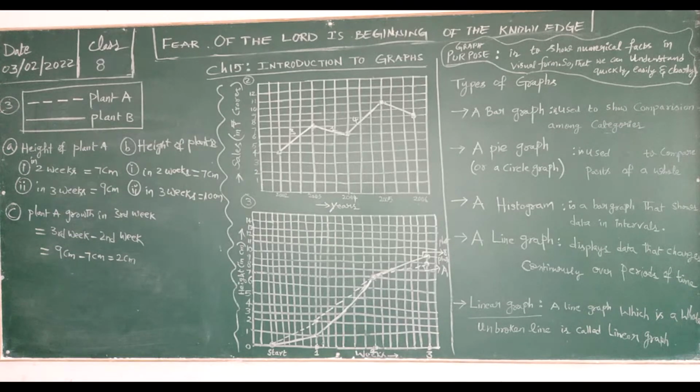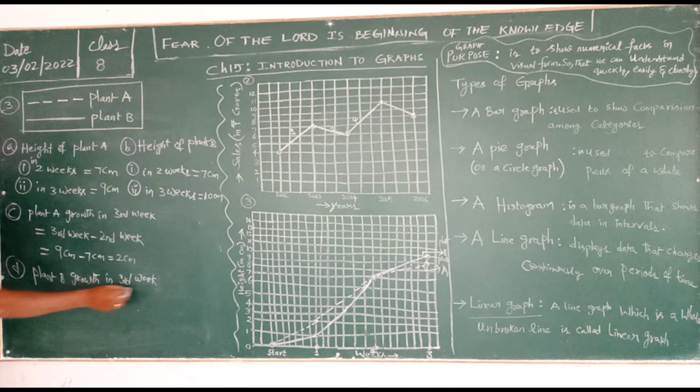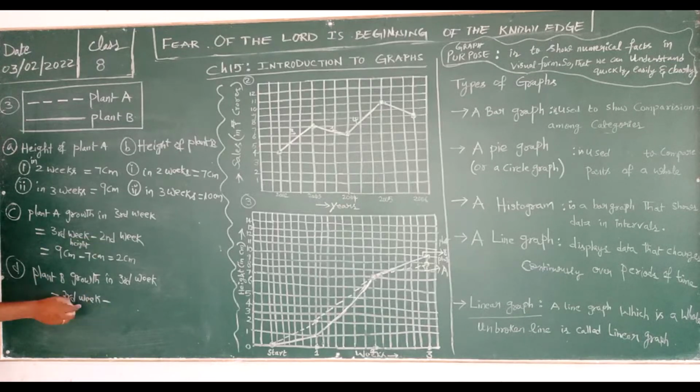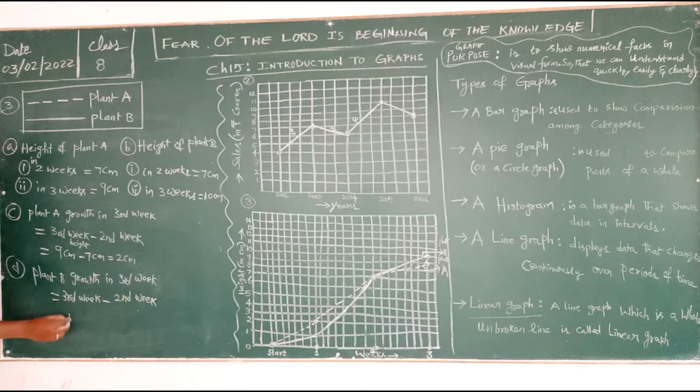Yes, so it is the same manner. This also is third week height minus second week height. The third week height of plant B is 10 centimeters. Second week it is 7 centimeters. Totally, how much did it grow? 3 centimeters. So plant A grew 2 centimeters in the third week, and plant B grew 3 centimeters in the third week. Did you understand that? Right.